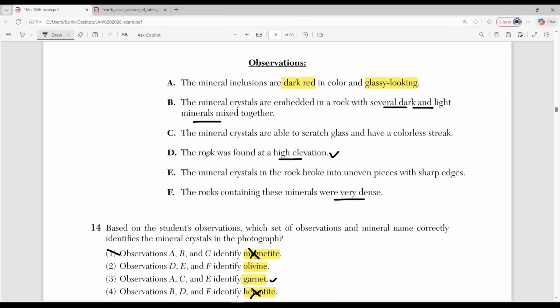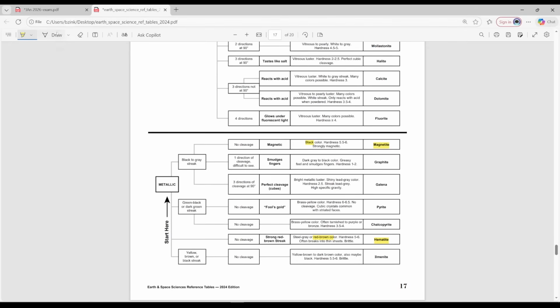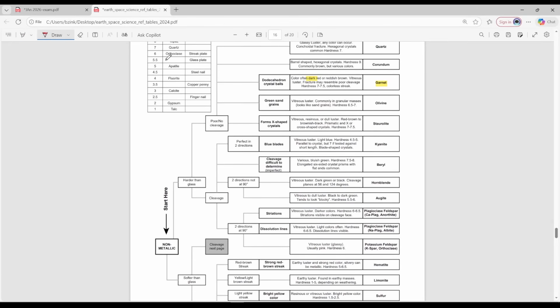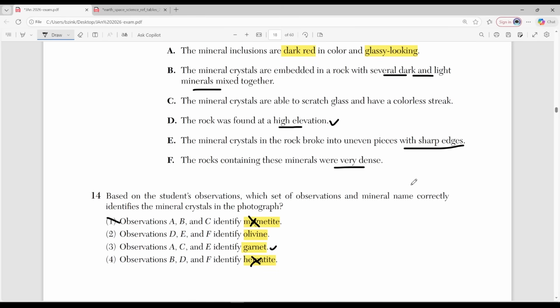Olivine, D, E, F. D is good. All of them were found. Well, this, high elevation, if it was found there, it was found there. E, the mineral crystals broke into uneven pieces with sharp edges. So let's go olivine and check that out. Olivine is right there. Green sand. No cleavage. It's sand. So I'm going to say that's probably not sharp edges. I don't really like that.